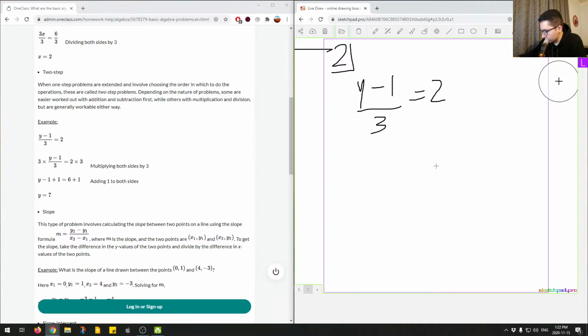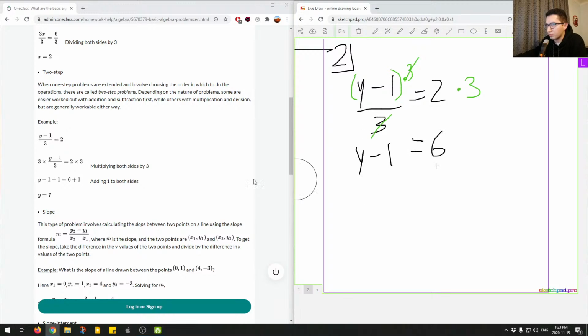I'll use a different color over here. So we'll say times 3. I'll use a dot for 3 instead of an x so we don't get confused. So multiply by 3, and then I'll put brackets over here, and then multiply by 3 on this side as well. So we can see that this 3 up here and this 3 down here get cancelled, and we're left with 2 times 3 on the right side, which gives us 6, and we're left with y minus 1 on the left side.